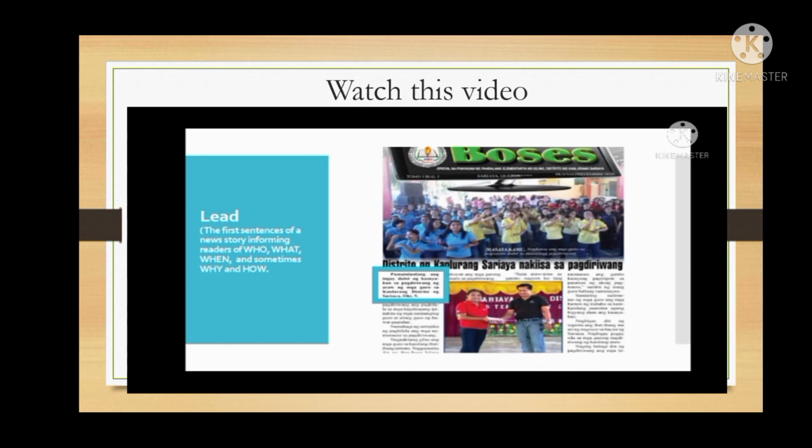Now, according to the researcher of the ABC Education, deck is a short sentence that follows the main headline and summarizes the article. Next is the lead. Lead is the first sentence or the first paragraph found in a news story. So, according to Alfredo Butusan and other source, the information we should put in the lead part answers the questions of who, what, when, and sometimes why and how.